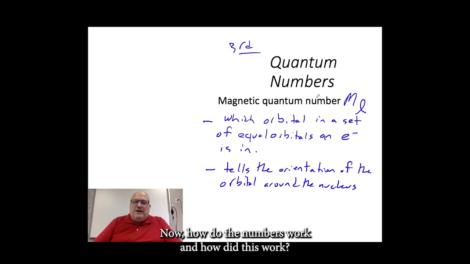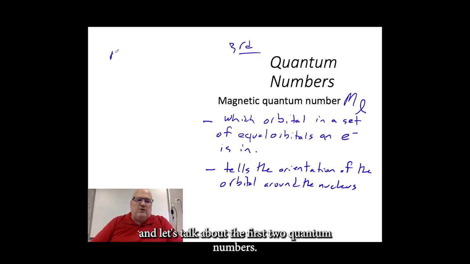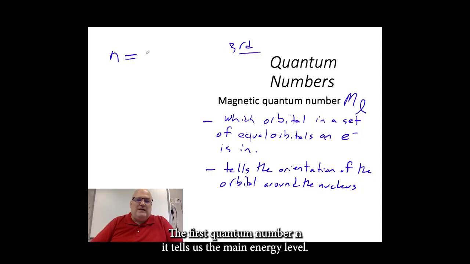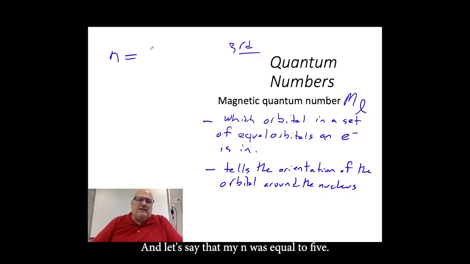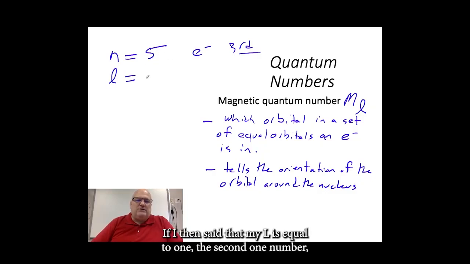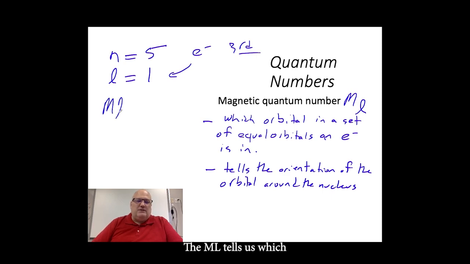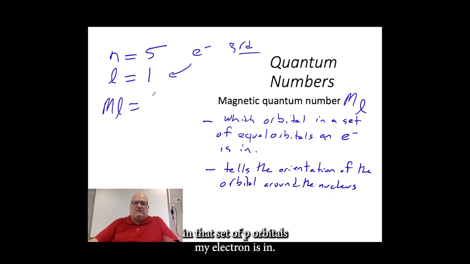Now, how do the numbers work and how does this work? Well, let's backtrack a little bit and talk about the first 2 quantum numbers. The first quantum number, n, tells us the main energy level, and let's say that my n was equal to 5. Wouldn't that tell us that the electron we have is in the 5th energy level? If I then said that my L is equal to 1, the second quantum number, that would tell us that the electron is in a p-shaped orbital. The ML tells us which in that set of p orbitals my electron is in.